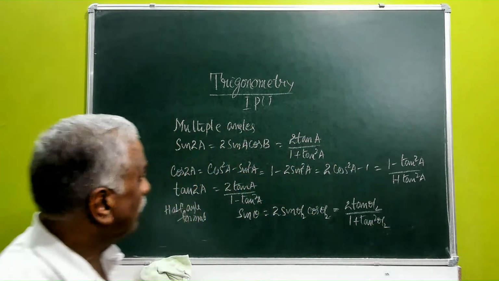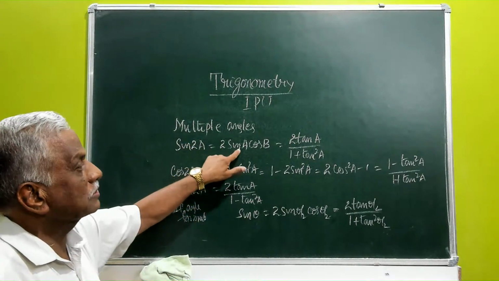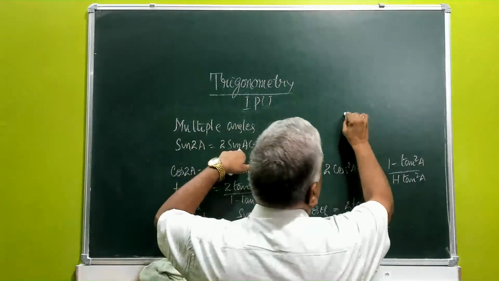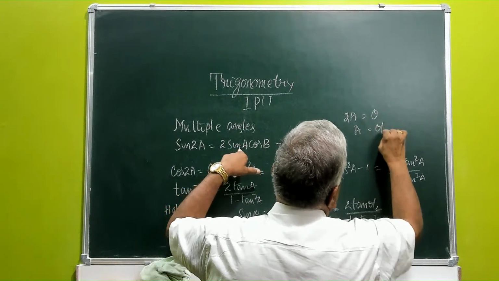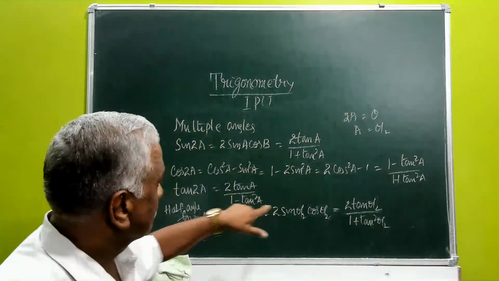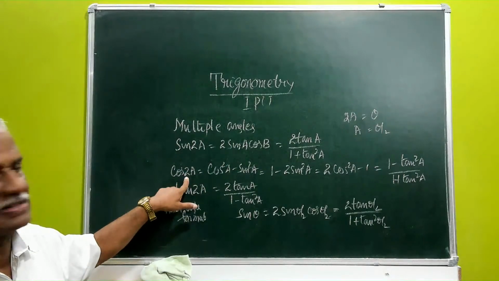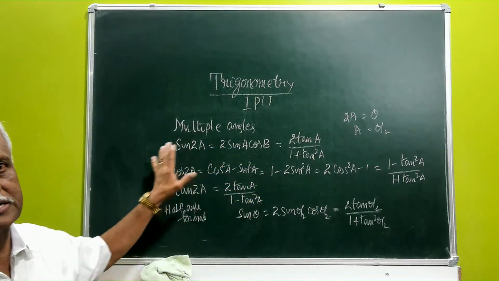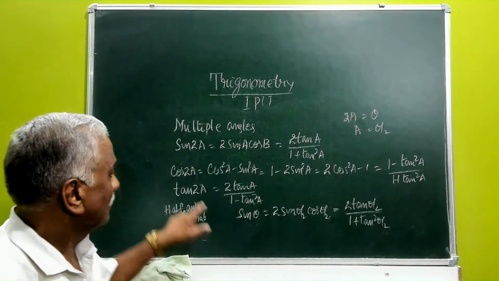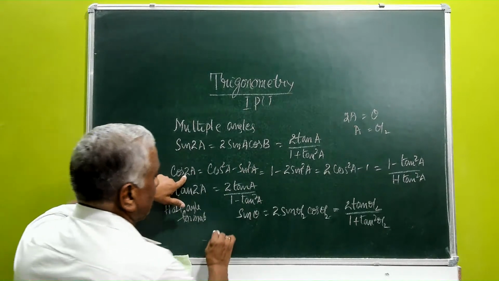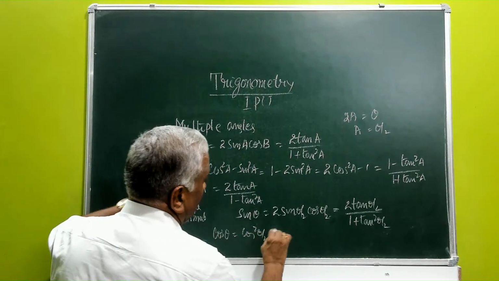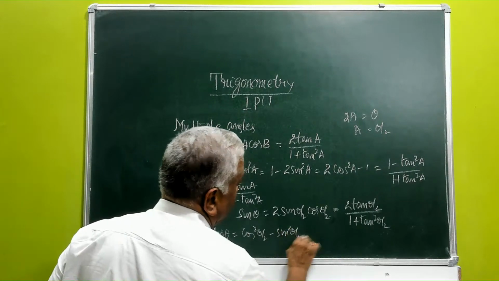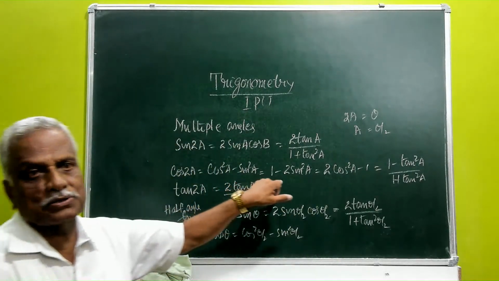Let me explain how we got it. We have sin 2a is 2 sin a cos a. So I am putting 2a is equal to theta. What is a? A is theta by 2. I get this. Similarly, if you put 2a equals theta, you will get the others. So these formulas you are going to remember. What will be cos theta then? Cos theta is going to be cos square theta by 2 minus sin square theta by 2, or 1 minus 2 sin square theta by 2.